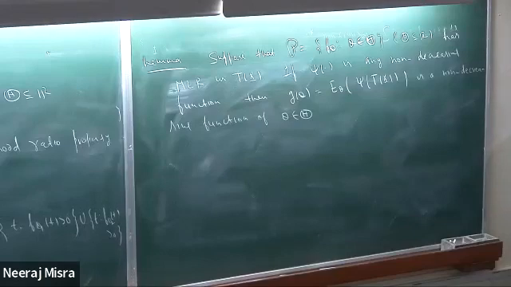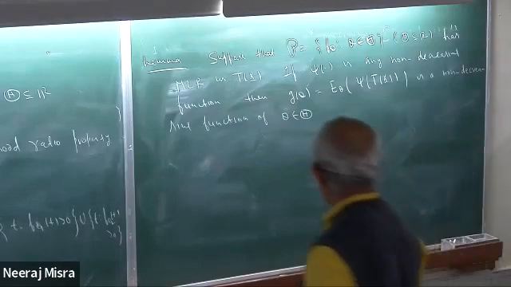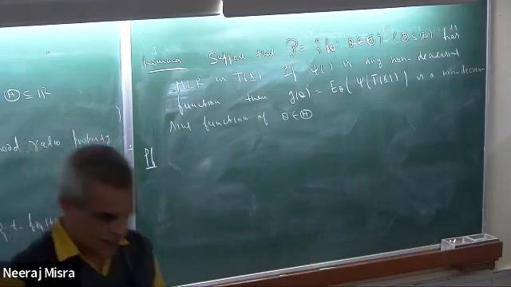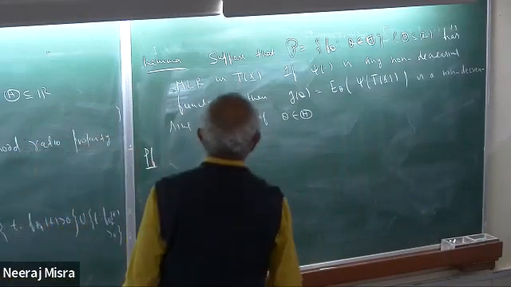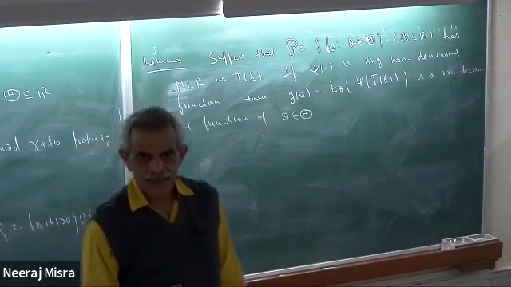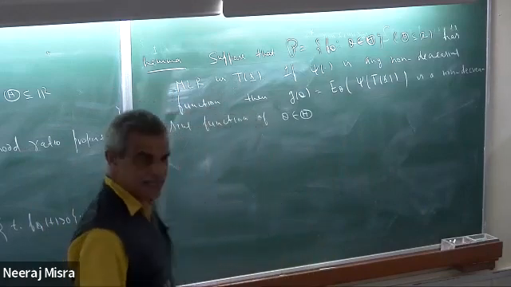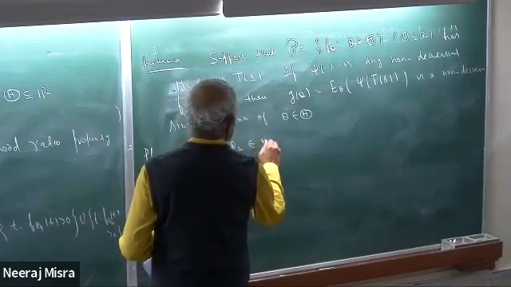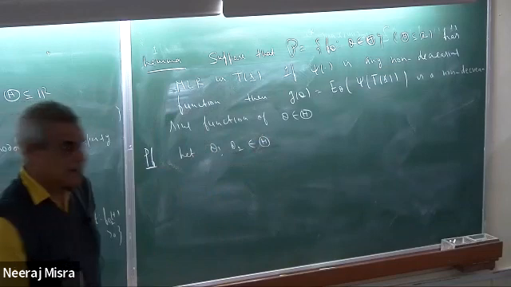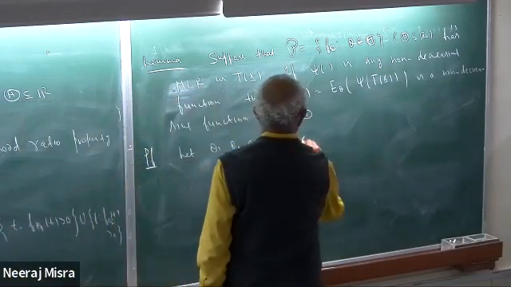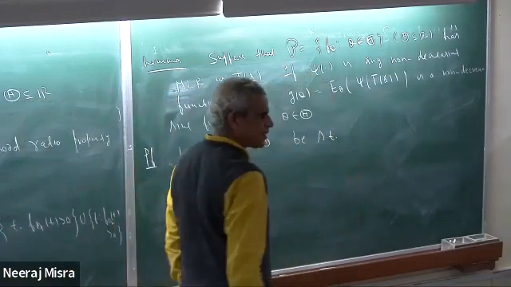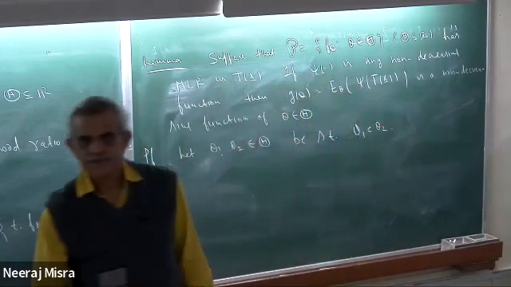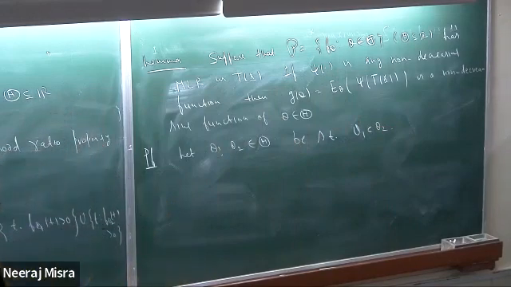So let's try to prove this. If psi is an increasing function, what I need to show is G theta 1 is less than or equal to G theta 2, provided theta 1 is less than theta 2. So let theta 1, theta 2 belonging to capital Theta be such that theta 1 is less than theta 2. Then I have to show that G theta 1 is less than or equal to G theta 2.